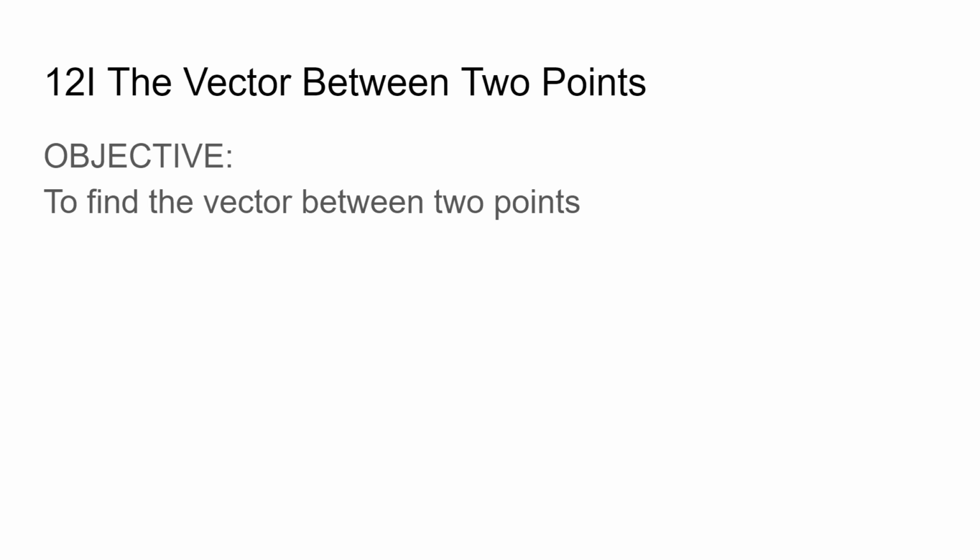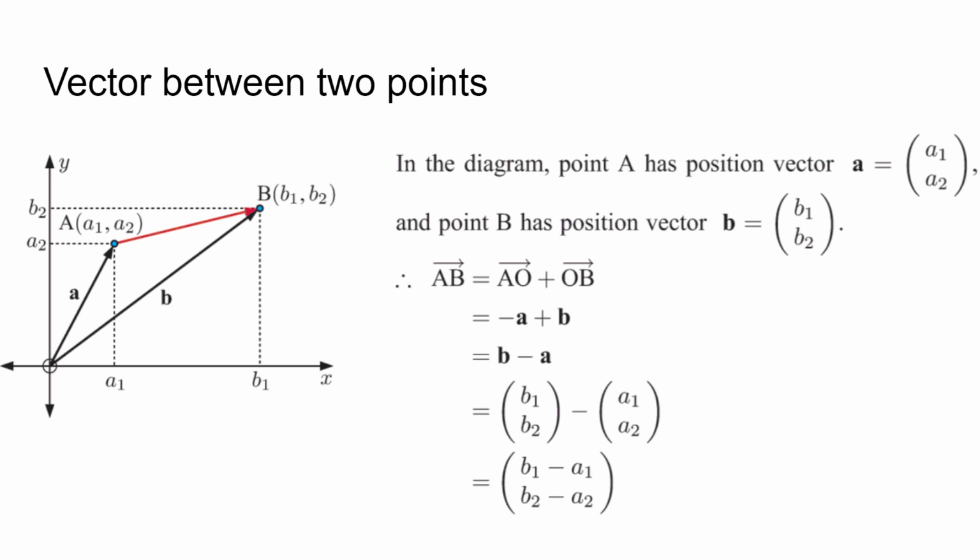Today we're taking a look at section 12I, the vector between 2 points. Pretty straightforward lesson here. Instead of finding position vectors, which are vectors from the origin, we're going to find the vector that connects 2 points, and we're going to look at that in 2 and 3 dimensions.